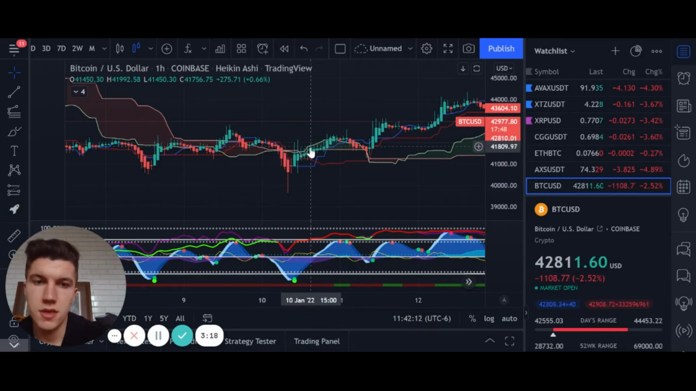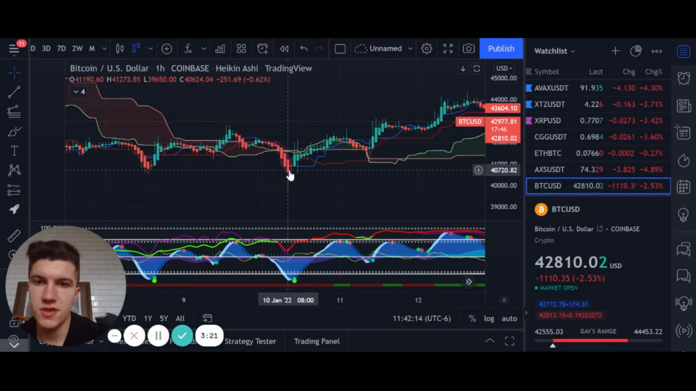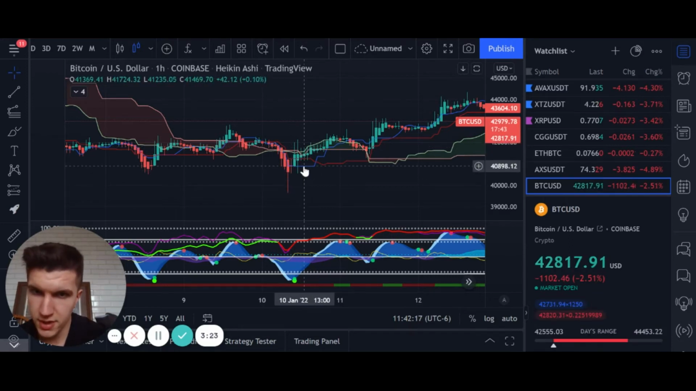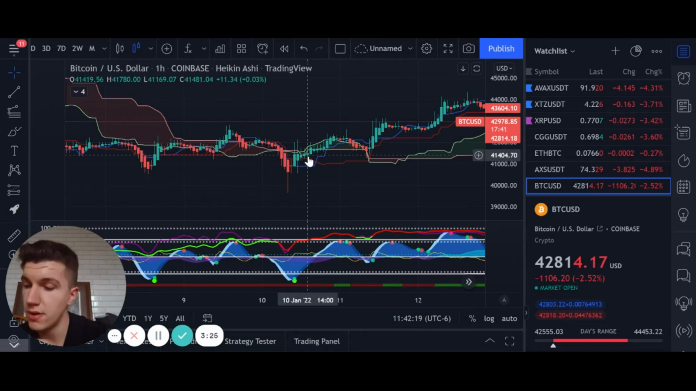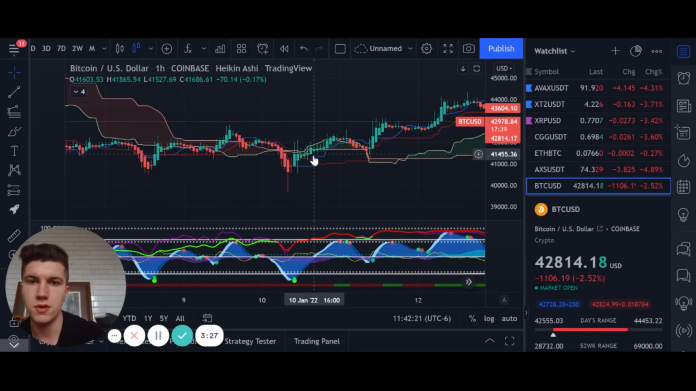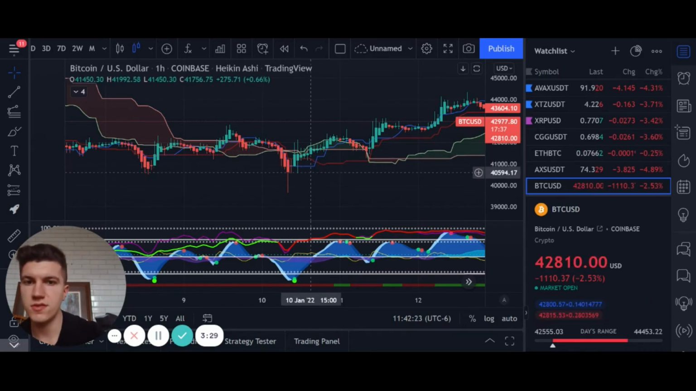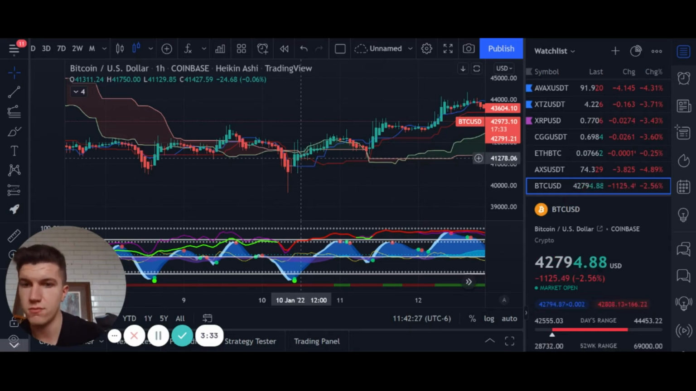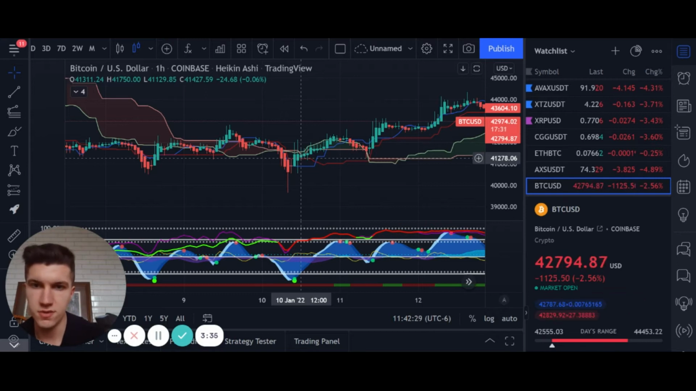Another thing is that in this case, the blue line and the red line in price was below the cloud, and you want to see the red line above the blue conversion line when longing this.